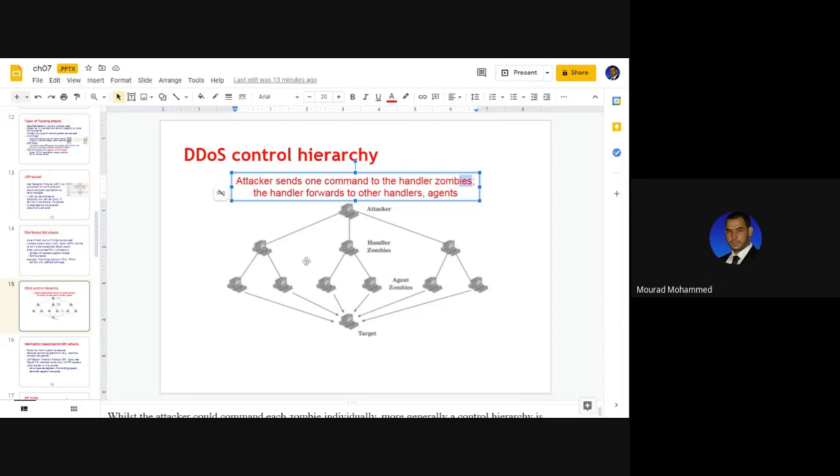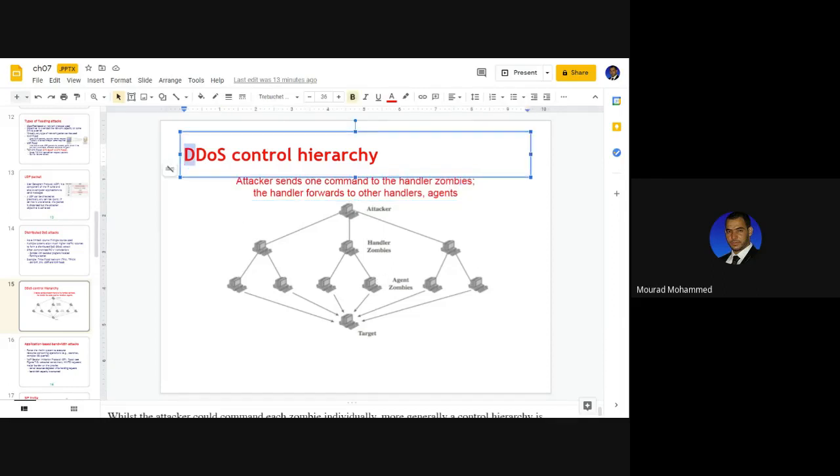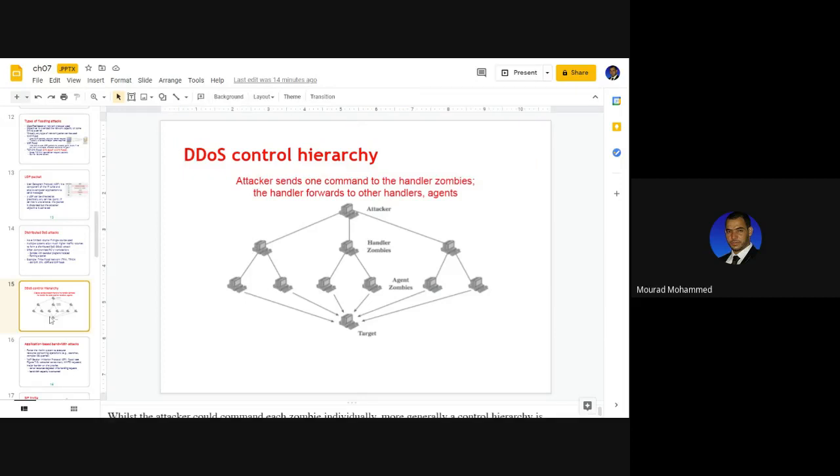Thus, we talk about the DOS, DDoS, distributed DOS. Why? Because this target, this victim, is being attacked by many devices at the same time. With the same scenario, distributed denial of service.